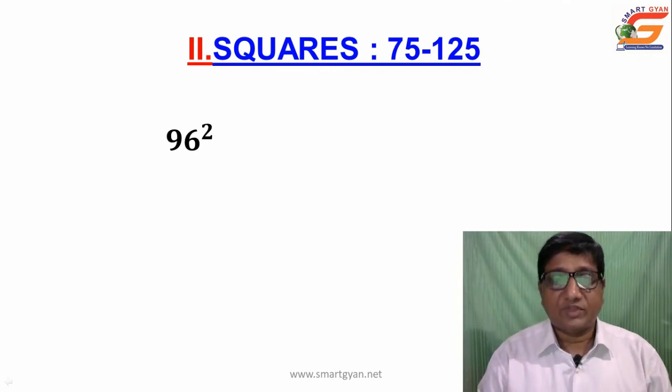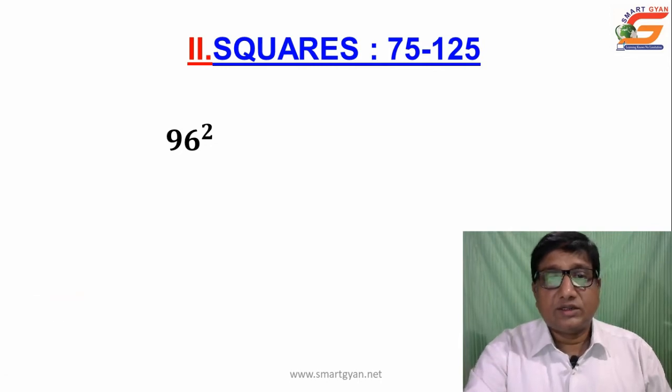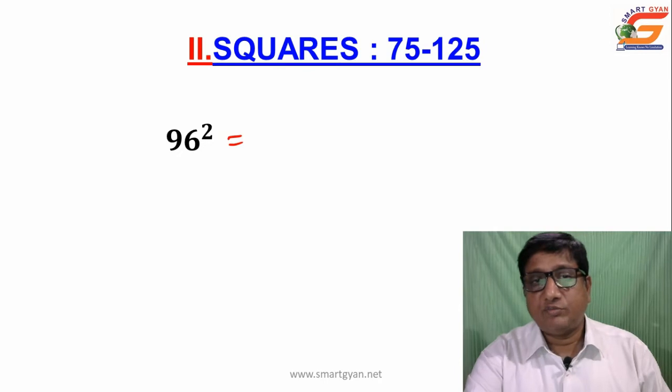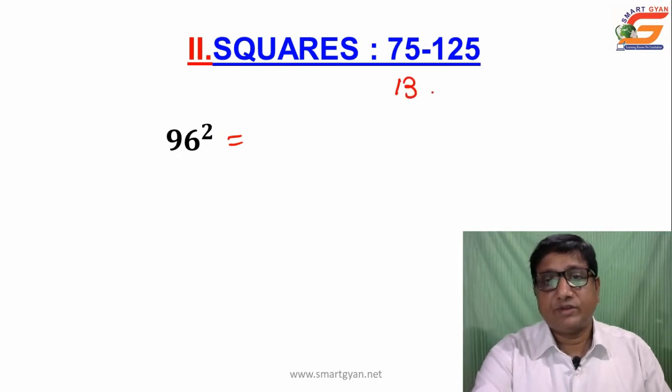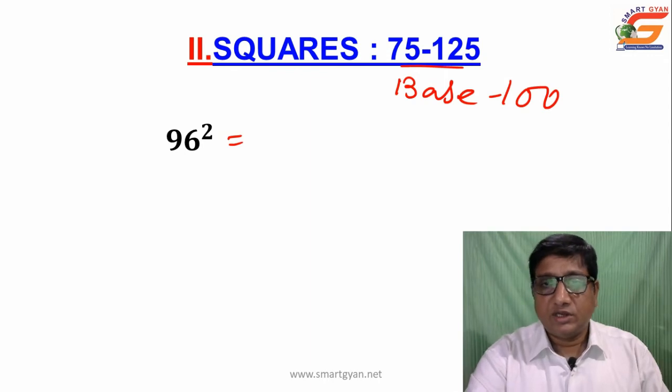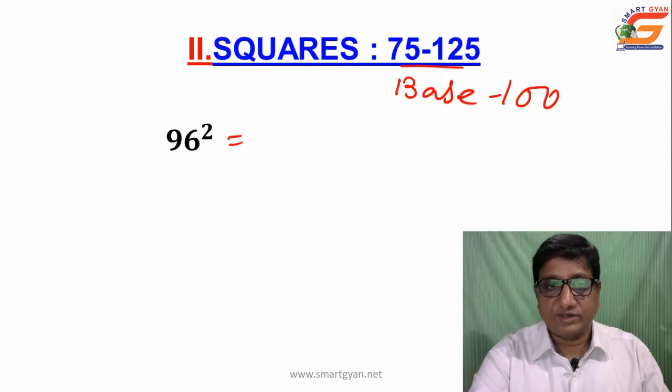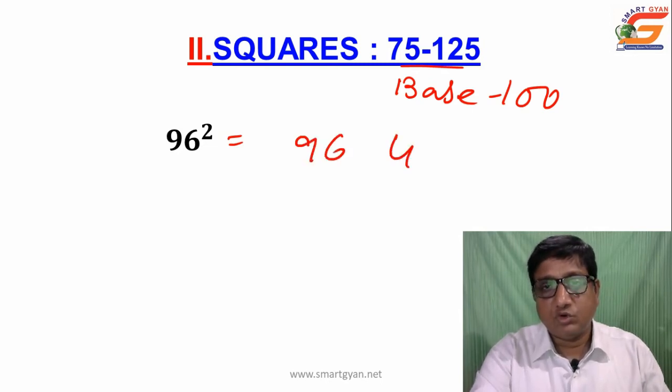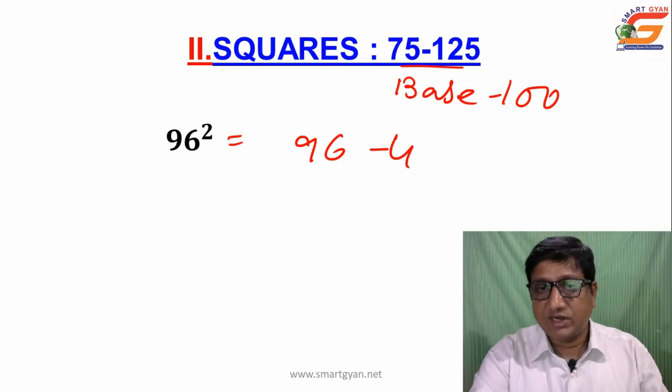96 square. How to find 96 square? The important thing is the base is 100. For numbers 75 to 125, the base is 100. Then what is its use? Let us check it. 96 is how much less than 100? 96 is 4 less, that is minus 4. Means 100 minus 96, that is 4. Once again, 96 is 4 less than 100, that's why we will write it as 96 and minus 4 this way.